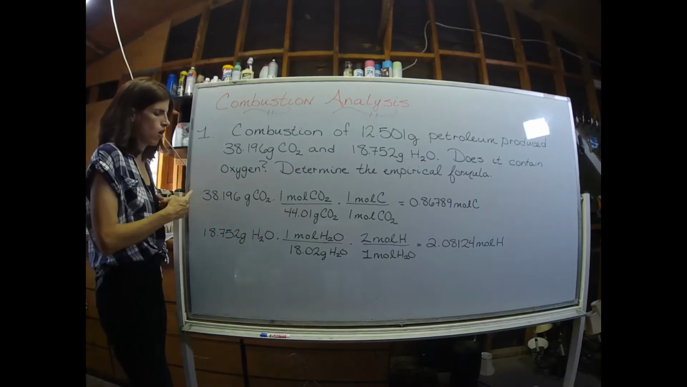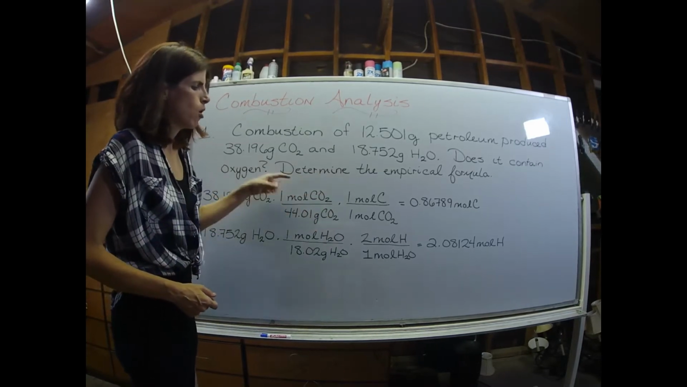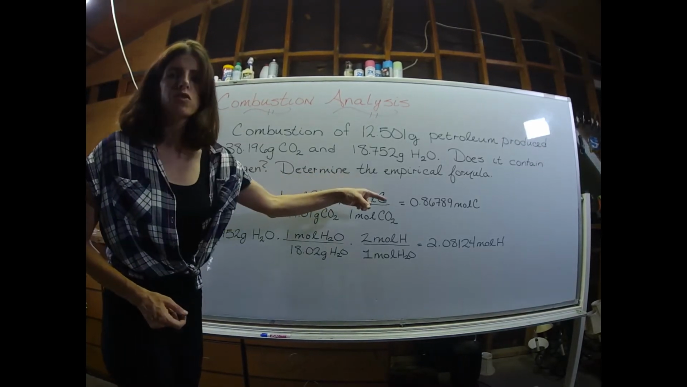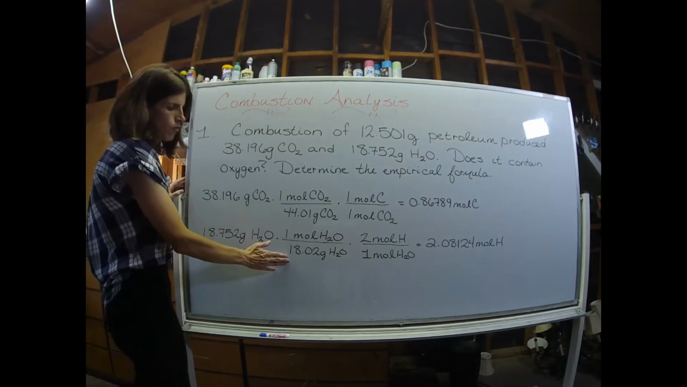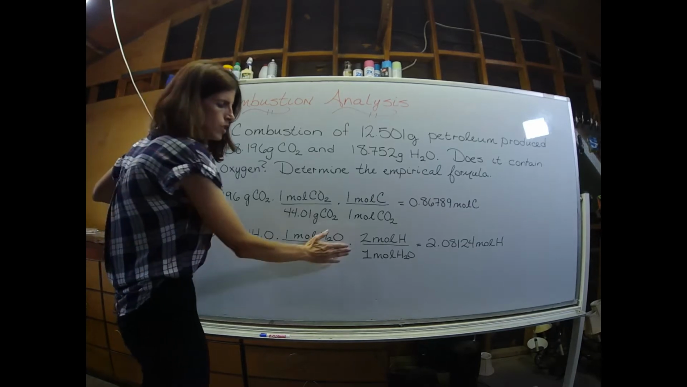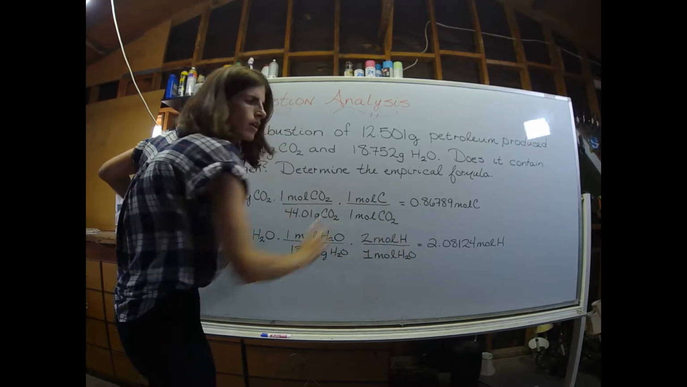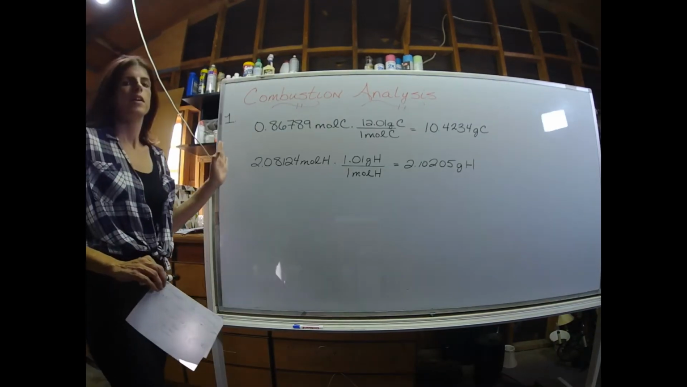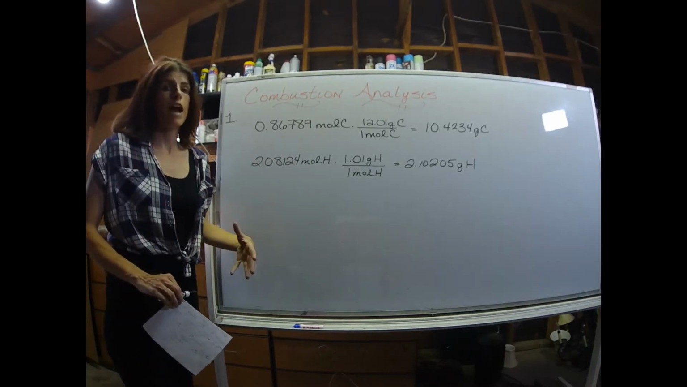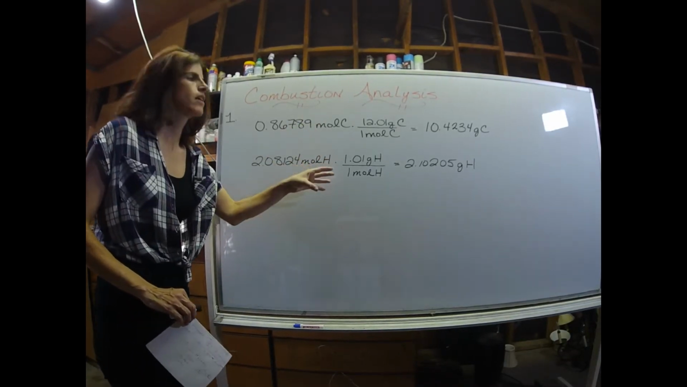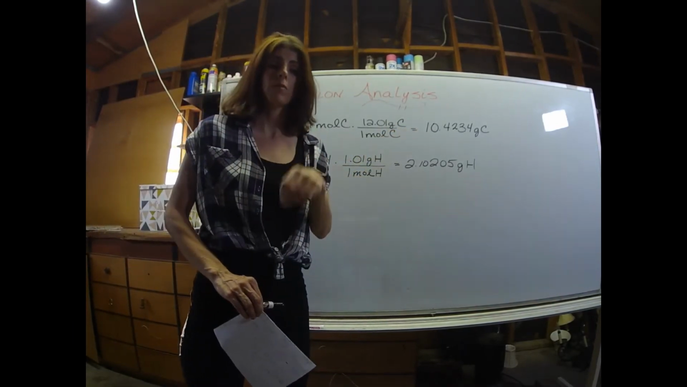We're going to take our mass of carbon dioxide and convert that to moles of carbon dioxide and ultimately moles of carbon. After that, we take the mass of water, convert it to moles of water, and then using the 2-to-1 ratio, the formula can remind you of that, determine the moles of hydrogen. Now that I've determined the moles of carbon and the moles of hydrogen, I can use those values along with their atomic masses to calculate the mass of carbon and the mass of hydrogen in my petroleum compound.